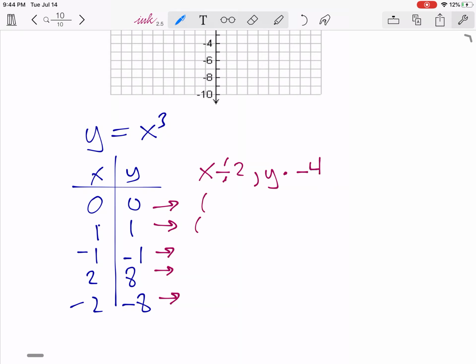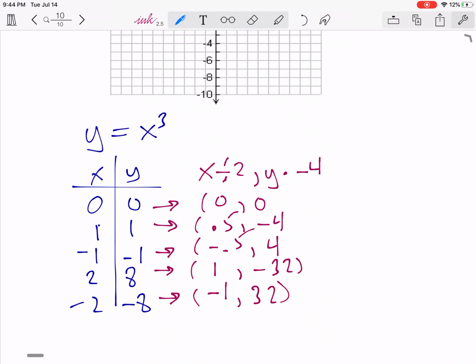Let's take care of the x's first. Divide everything by 2, so you get 0, 0.5, -0.5, 1, and -1. That's your x's. And then the y we're going to multiply by -4, so you get 0, -4, +4, -32, and +32. That takes care of your reflection and your stretch.